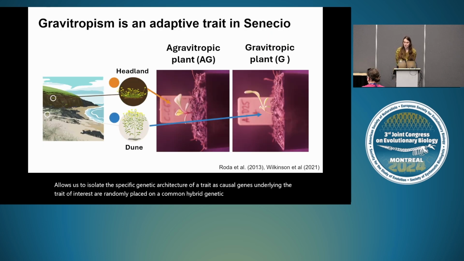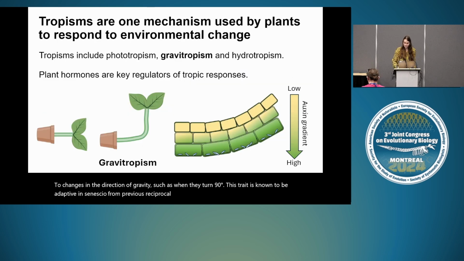Previous selection experiments have revealed that a hormone-dependent trait, known as gravitropism, is divergent between dune and headland populations and responds to selection in nature. The headland individuals don't respond to the pull of gravity, and these plants are known as agravitropic, while the dune individuals are highly gravitropic and respond strongly to changes in the direction of gravity, such as when they're turned 90 degrees. This trait is known to be adaptive in Senecio from previous reciprocal transplant experiments.